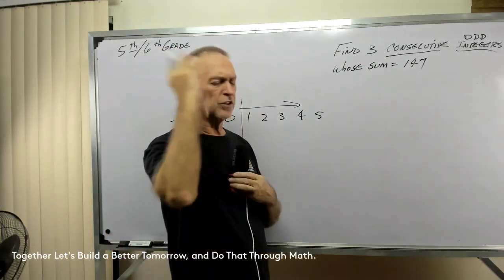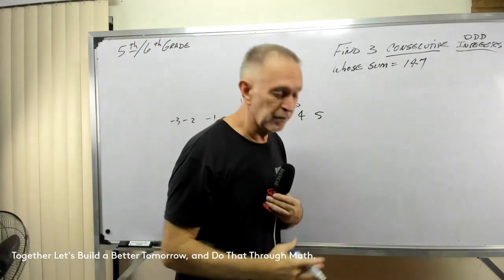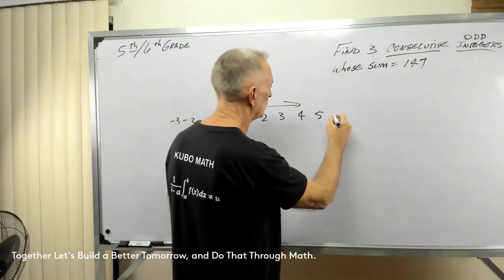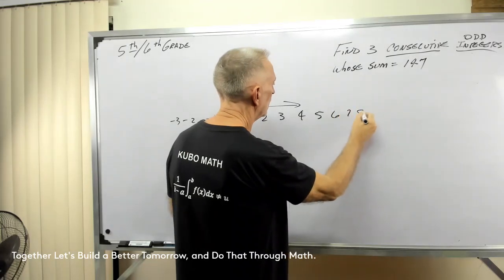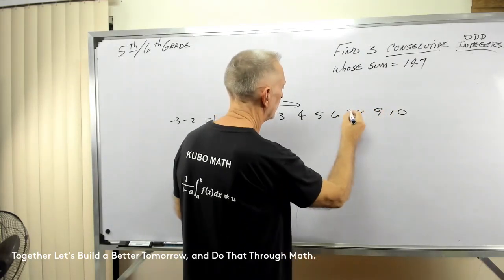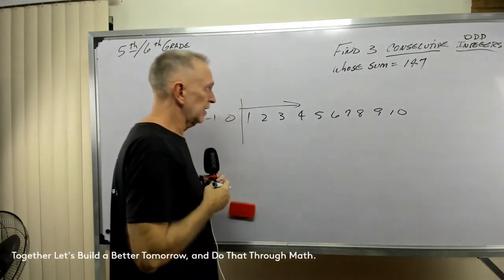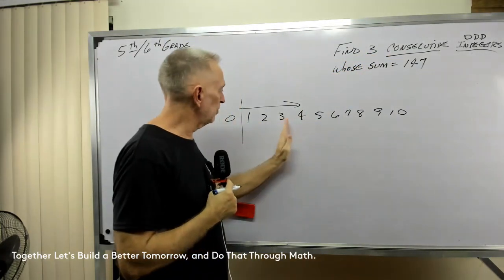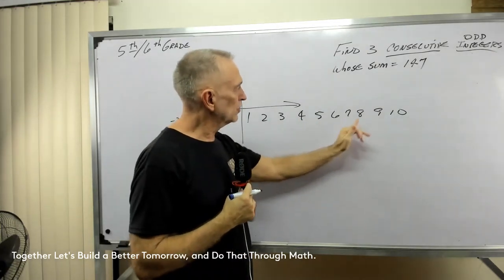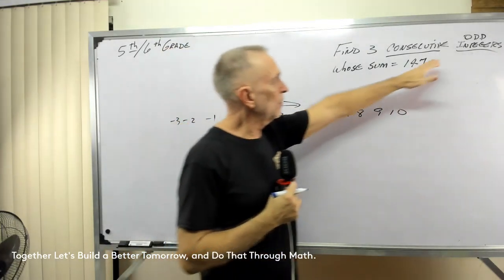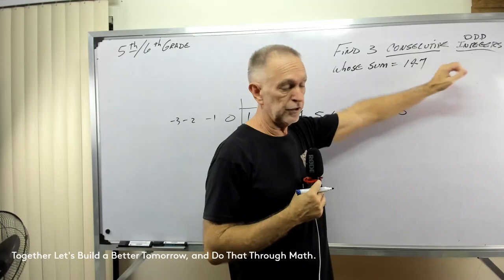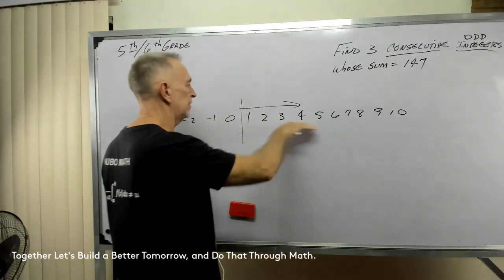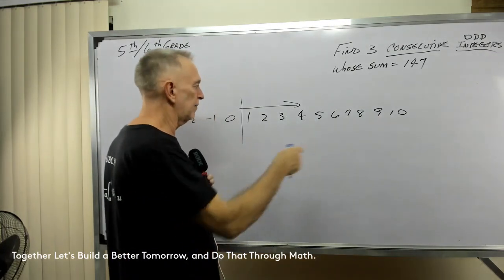Okay, the largest number you can think of plus another one. So if we had these positive numbers here, we'll go up to 10, okay? They're asking us to find 3 consecutive, so it would be the next one, the next one, the next one. But they want odd integers. So integers are counting numbers. Consecutive means they're in order, one right after the other.